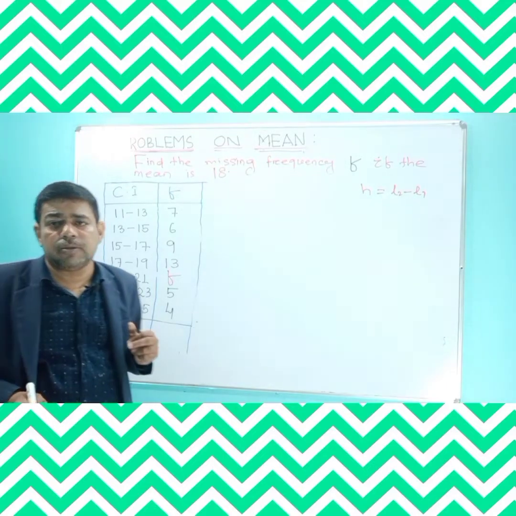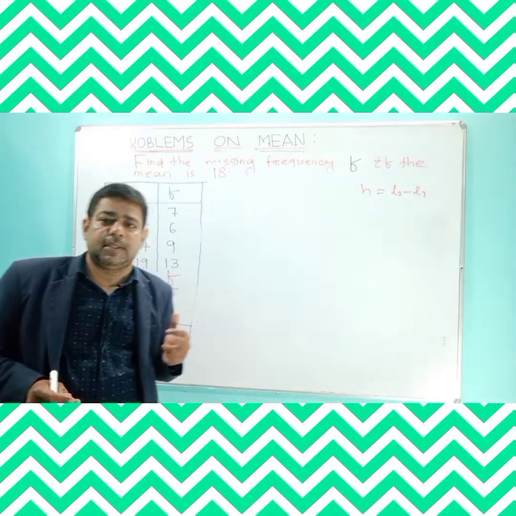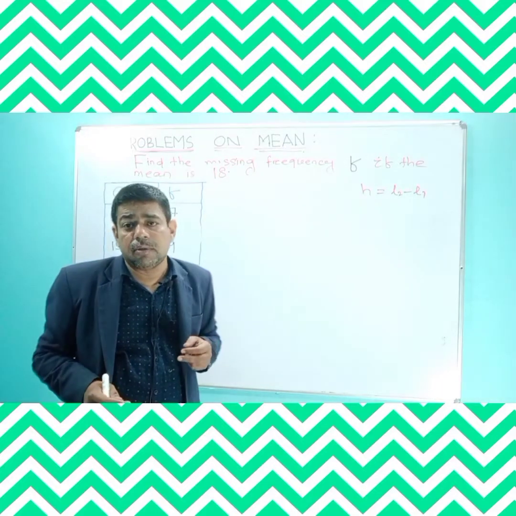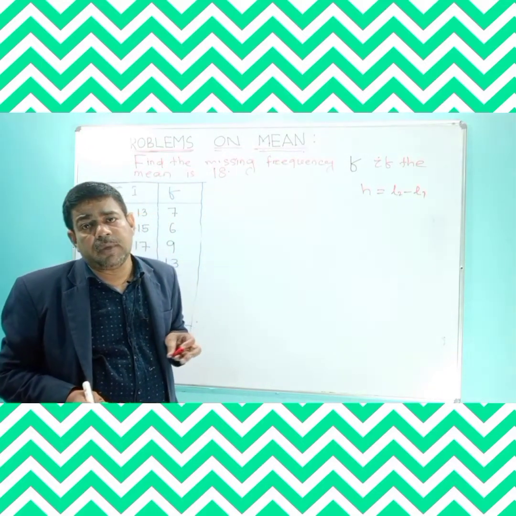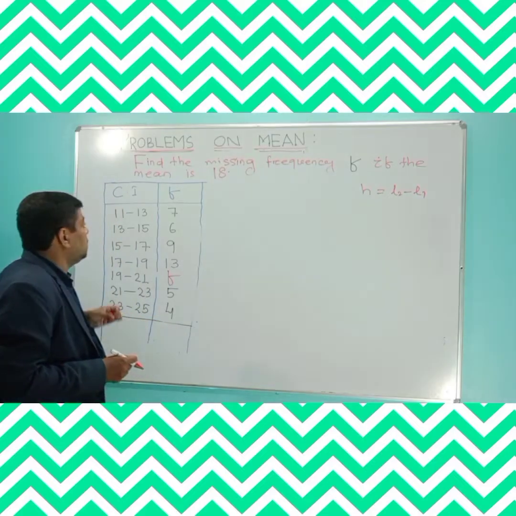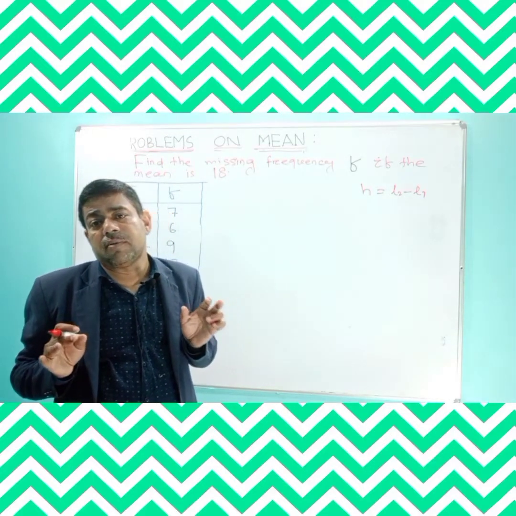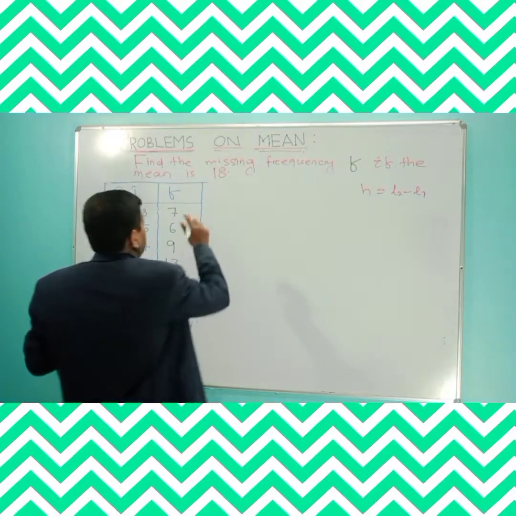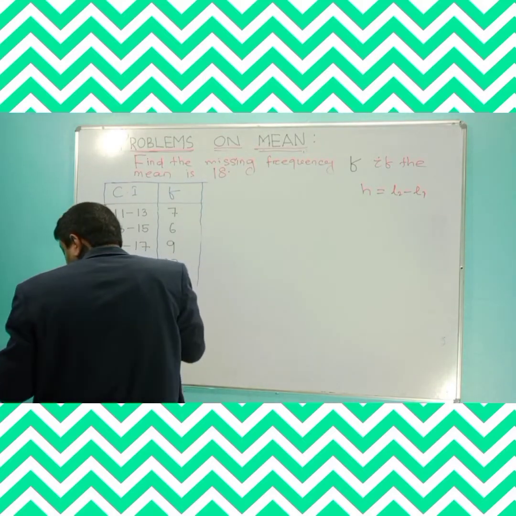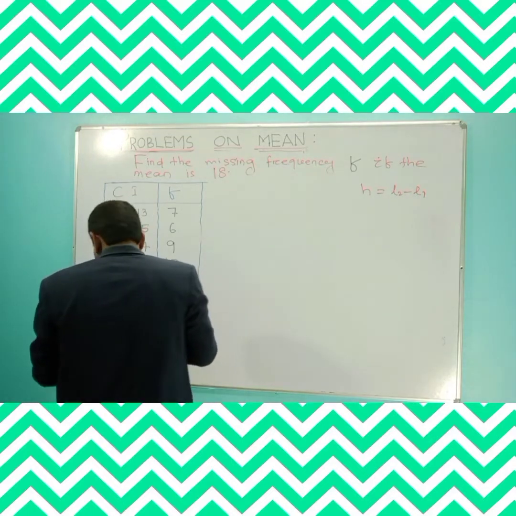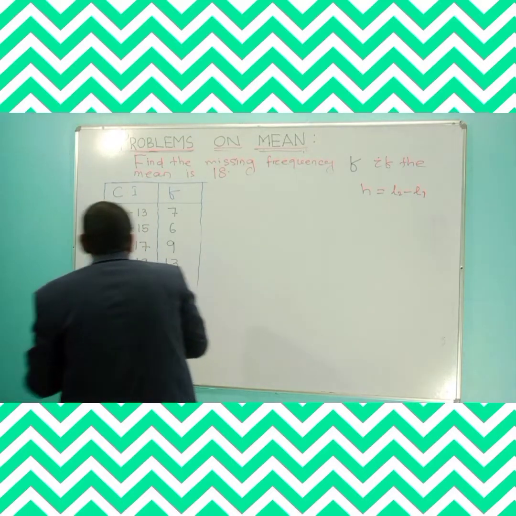So 25 minus 23 is 2. So this is data of the same class size. Okay, another part. Whenever you are going to find out the missing frequency, because it is a related problem based on the mean that is already given, first of all you have to find out the class mark. Yes or no? Yes. So let us find out the class mark of the given data.